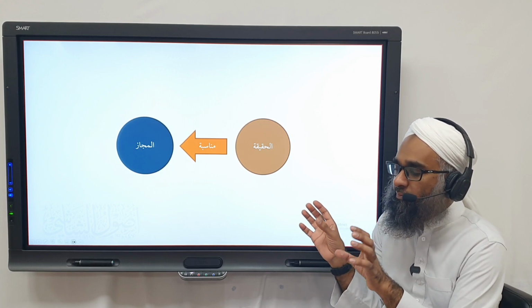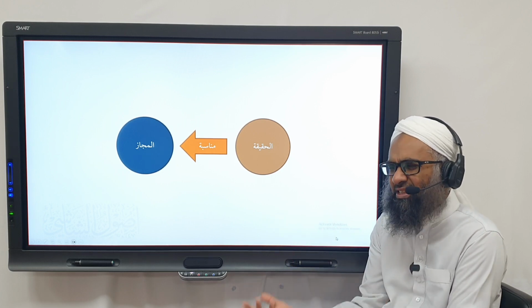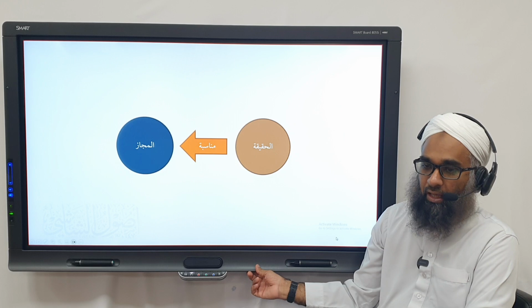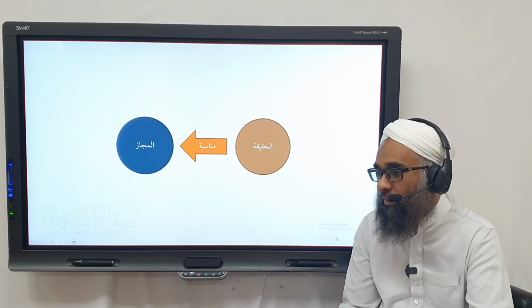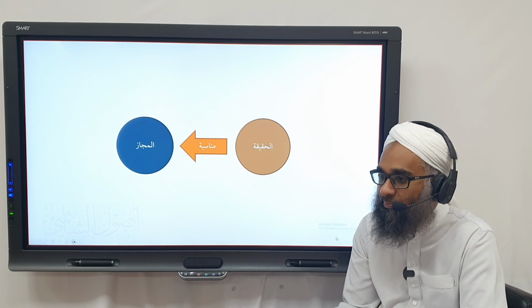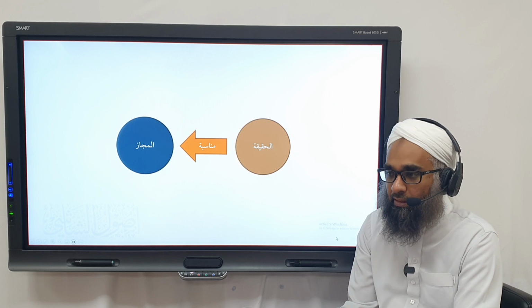Now, you can't just jump from haqiqah to majaz without any relationship, because then our kalam will be null and void. If I said to you, for example, go to town and buy me a pen, and you came back with 2 kilograms of lamb. I said, well, I thought by pen you meant lamb. It's like, how did pen mean lamb? What's the link between pen and lamb? It has to have a link.